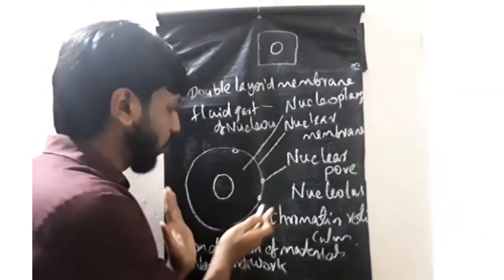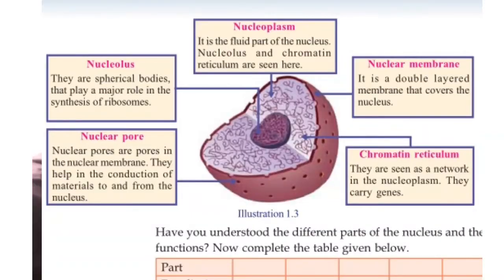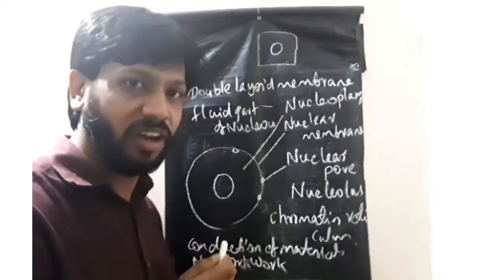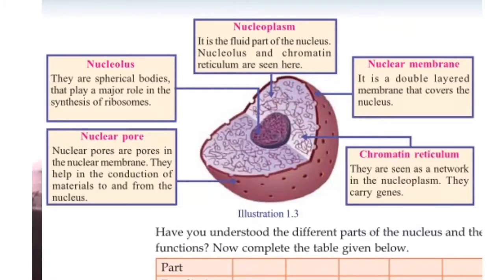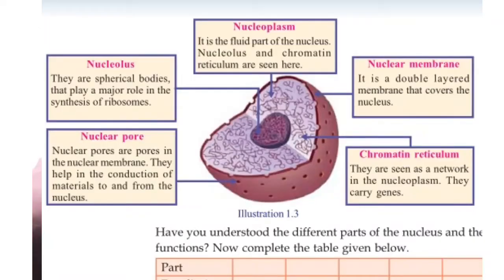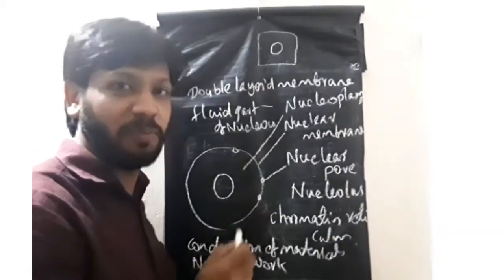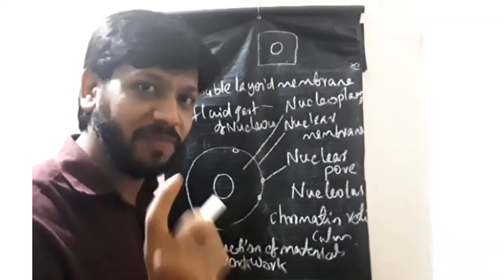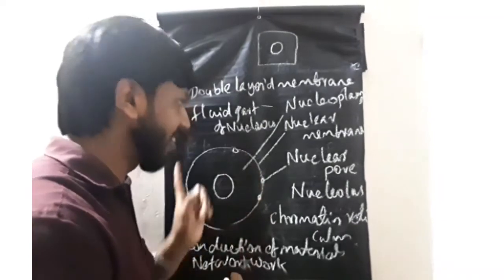This is the structure of a nucleus. The simplified form is this. You can look at the picture, the correct picture I am giving here in this video. In this picture, you can see different parts of a nucleus. First you can see the nuclear membrane. This is the nuclear membrane.